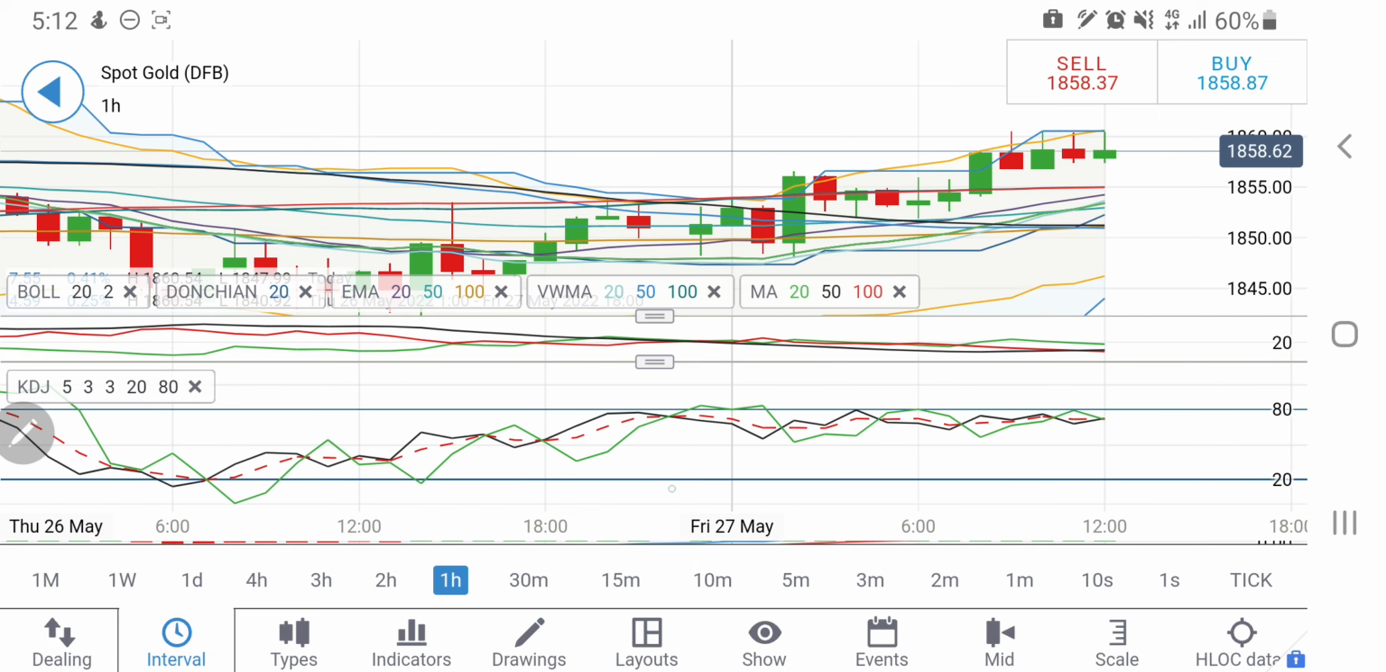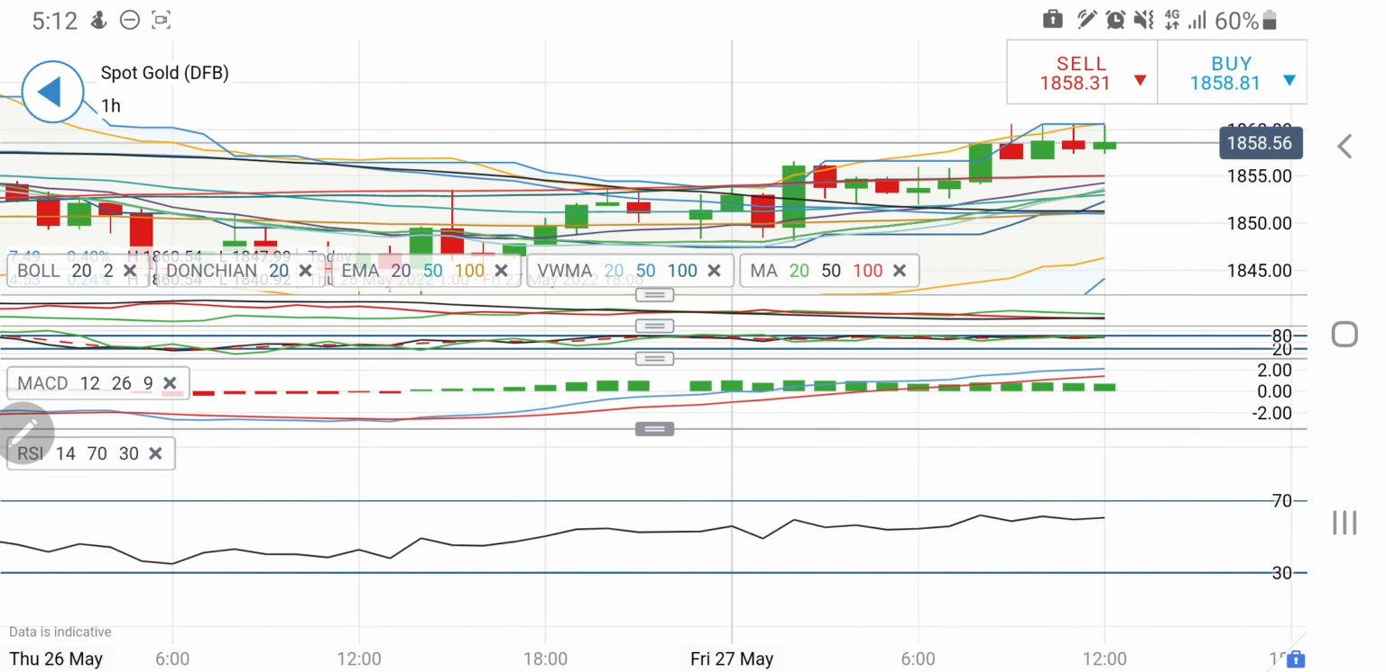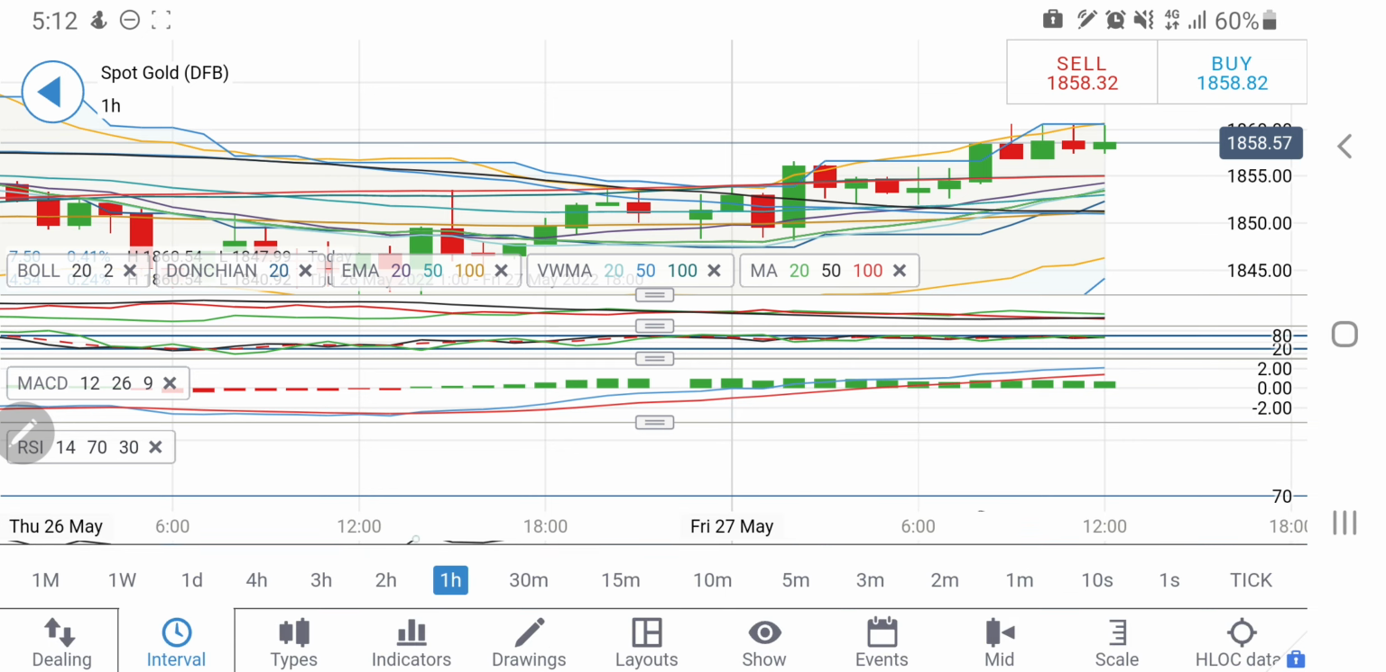The directional movement is bullish here. The stochastic is trading near to overbought levels, and if you look at the MACD, it is wide divergent and is still on the buy side. And if you look at the RSI, it is trading flat there.